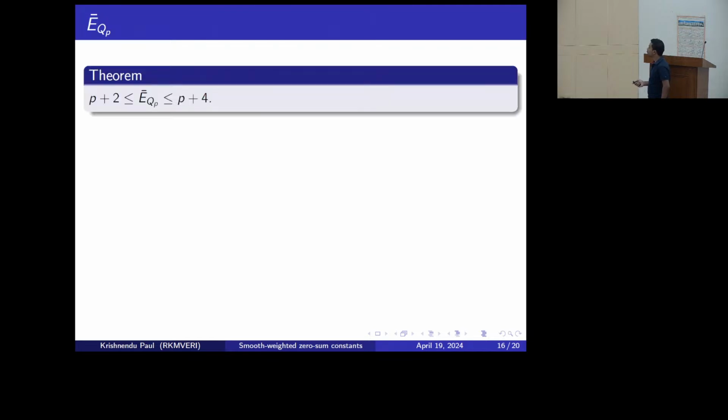Next we will calculate E bar QP. So again, using Chevalley-Warning theorem, we can get an upper bound. For the lower bound, we have a result of Adhikari sir and Rath, that EQP equals to P plus 2. So, and E bar QP is greater than or equal to EQP. From that we get the lower bound.